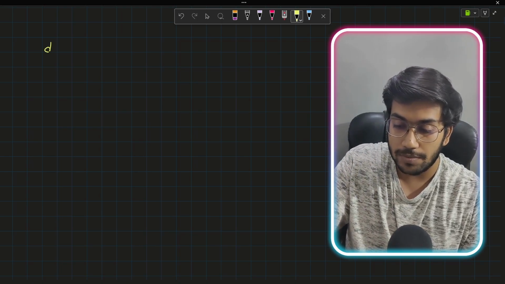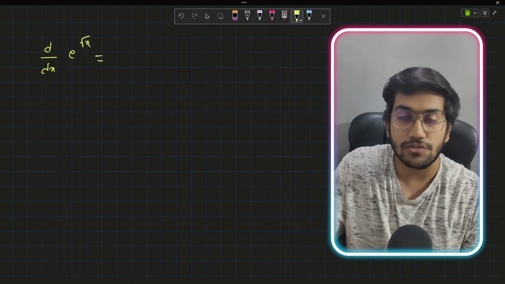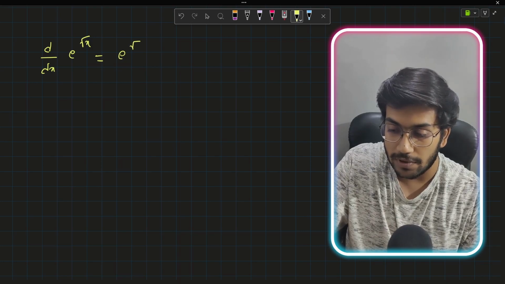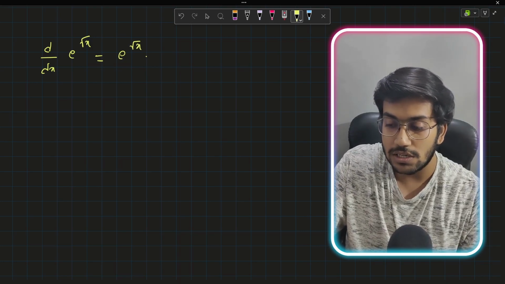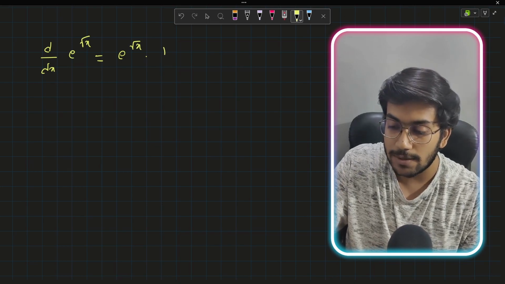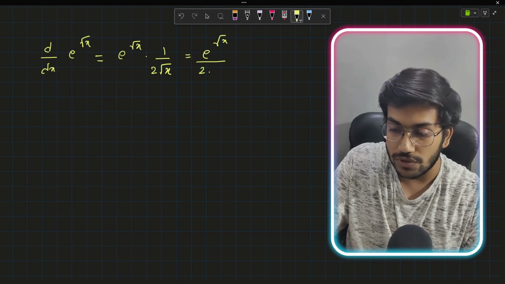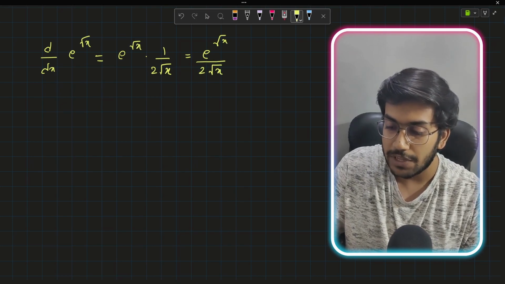So our problem is d over dx of e to the power root x, and if you know the chain rule, you know the answer to this is e to the power root x times the differentiation of root x, that is 1 over 2 root x. So this is what we need to get in the end using the first principles. So yeah, let's get started.